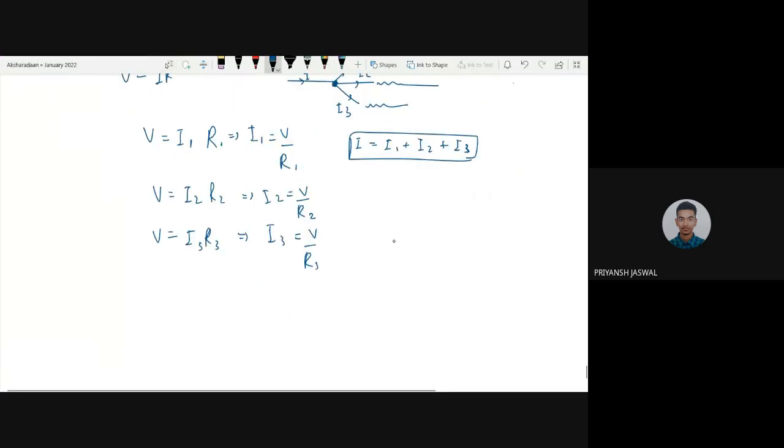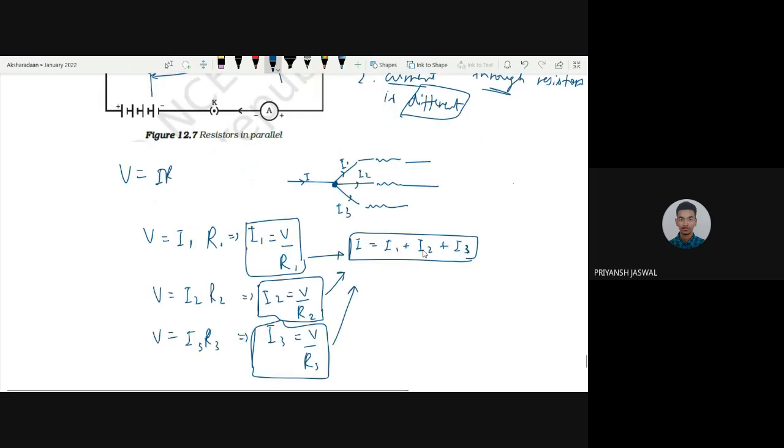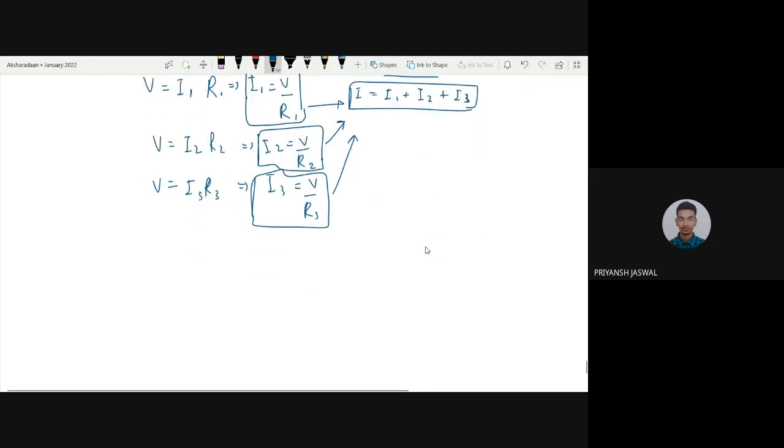Yes, this one, we were here. So the current through these three resistors is I1, I2, and I3. We put them in this equation. We got this equation simply because if I is splitting into some components, then the sum of the components will give us back I. So we have total current equal to V by R1 plus V by R2 plus V by R3.